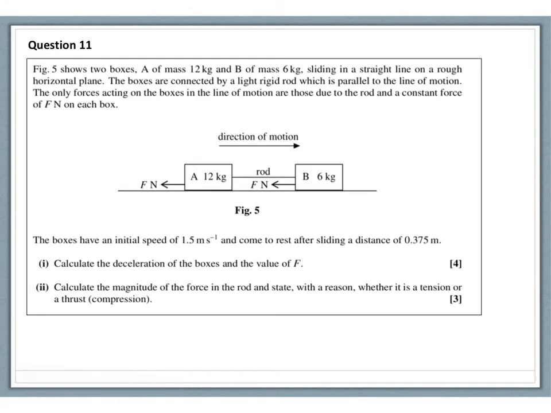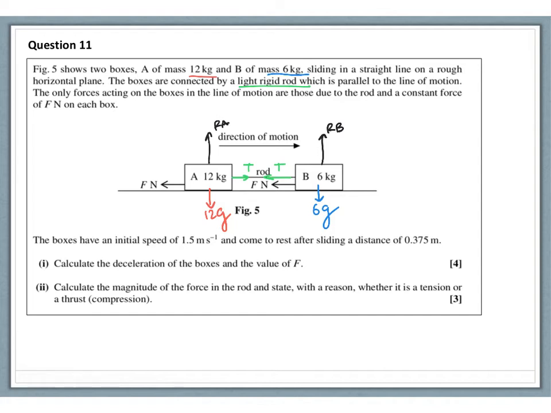So, question 11. Figure 5 shows two boxes. A of mass 12 kilograms, so here is A's weight, like that. B of mass 6 kilograms, there is B's weight, like that. And there will be normal reaction forces of the ground on each box, reaction force on A and reaction force on B. The boxes are connected by a light rigid rod, which is parallel to the line of motion. So there must be a tension pulling A like that, and a tension equal and opposite pulling B like that.